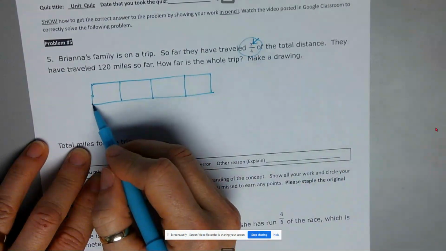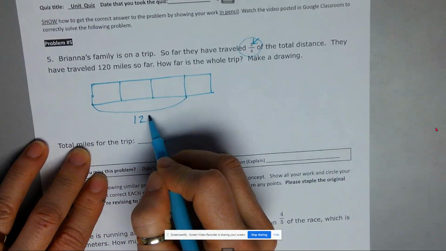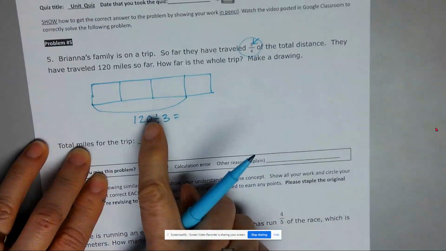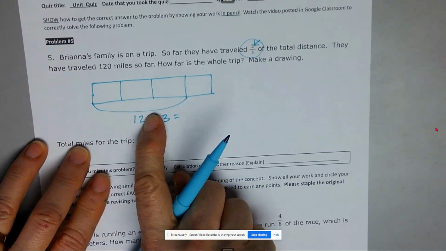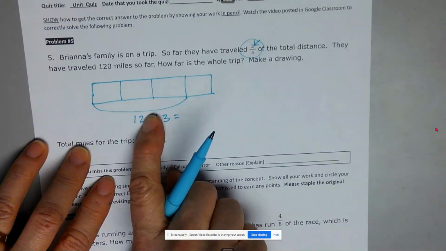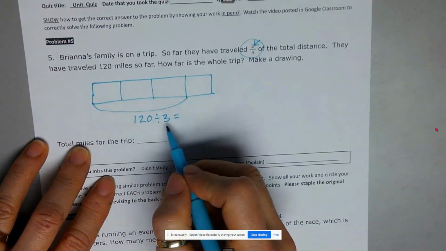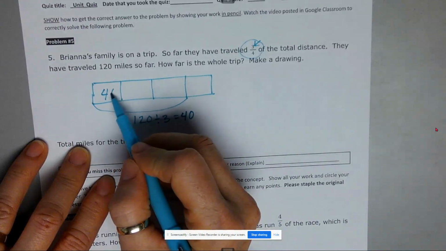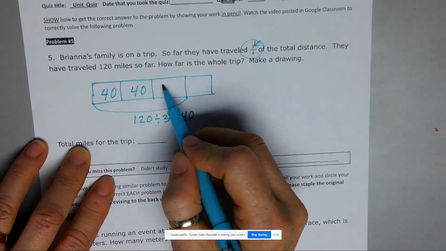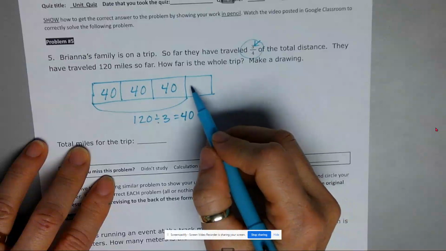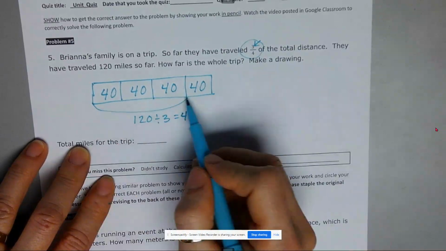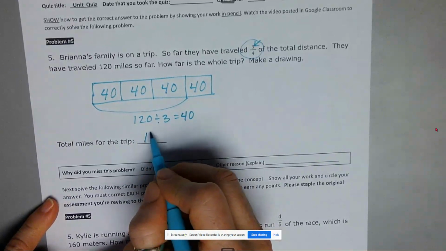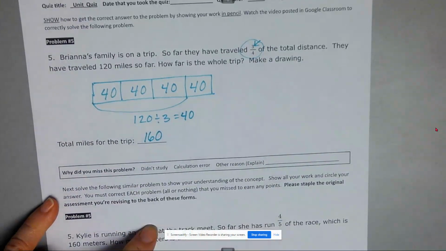So I know 3 of my boxes have to equal 120, which means 120 divided by 3. Well, this seems like we have this number again. 12 divided by 3 is 4. So 120 divided by 3 would be 40. So 40, 40, 40, 40. 3/4 of the trip was 120. Another 40 means the whole trip was 160.